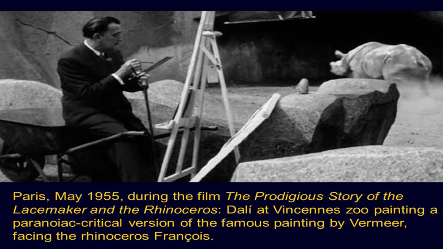Also, in 1955, Dali starts to make a film that was abandoned later, but certainly there was a lot of filming done for it, The Prodigious Story of the Lacemaker and the Rhinoceros. And the mind reels thinking about what that possibly could have looked like. But here's one of the scenes where Dali is actually sitting on a wheelbarrow relating to the Malais Angeles in the zoo in Paris with the rhino in the background.